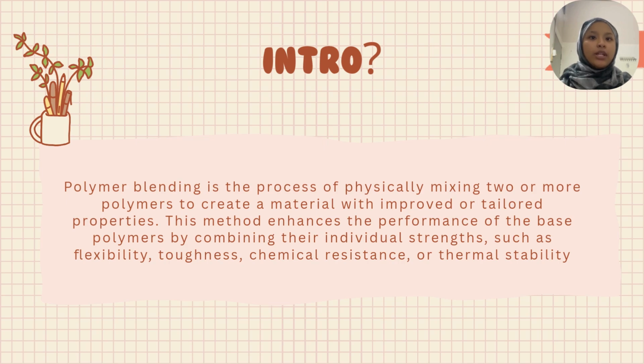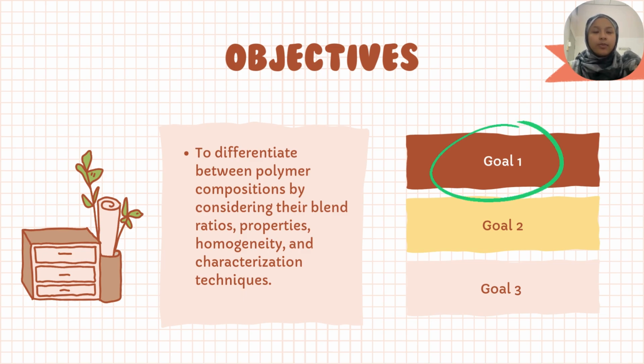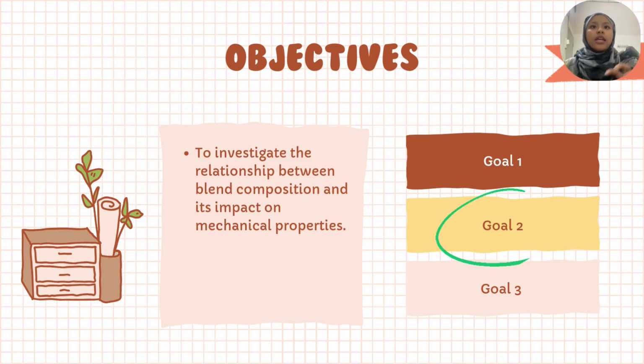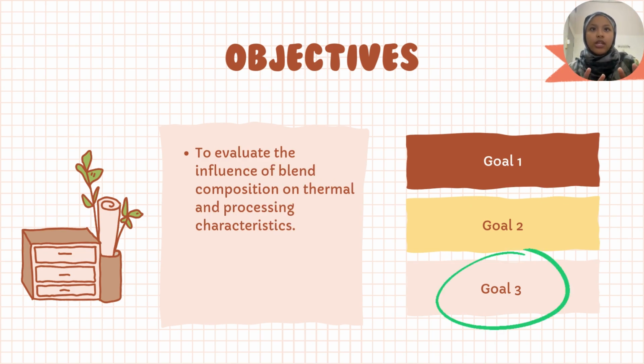In our experiment, we try out different blend ratios to see how they affect the final properties of the material. The objective of this experiment is first to differentiate between polymer compositions by considering their blend ratio, properties, homogeneity and characterization technique. Second, to investigate the relationship between blend composition and its impact on mechanical properties. Objective 3 is to evaluate the influence of blend composition on thermal and processing characteristics.